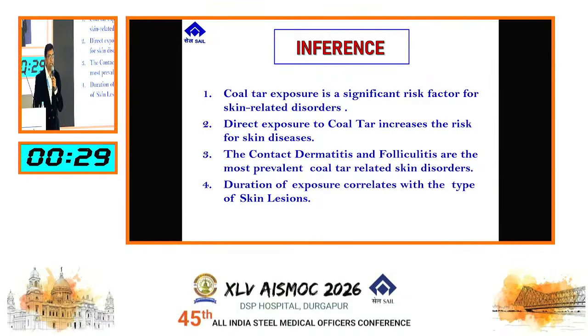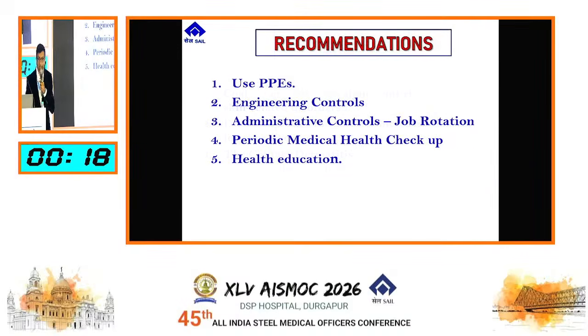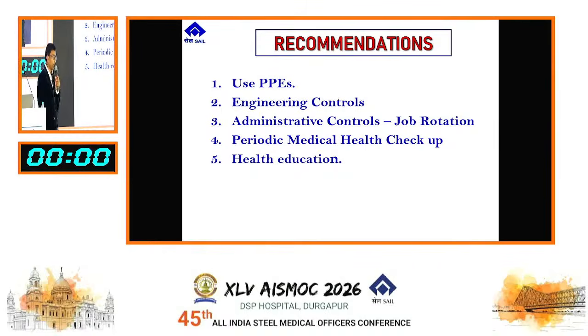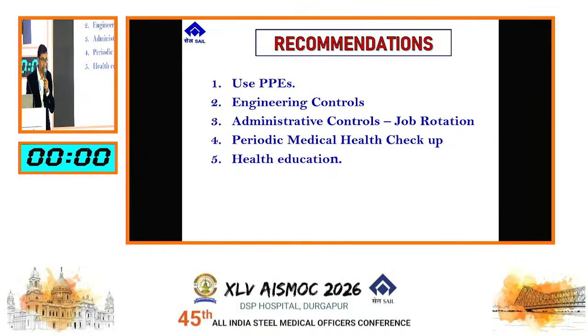Since coal tar related skin disorders show direct correlation with the proximity and duration of exposure, there need to be some concrete measures to decrease the risk, and hence the recommendations are: the use of PPE kits should be made mandatory and strictly enforced. Engineering controls: there should be a proper ventilation system and tar extraction system at the workplace. Administrative controls: job rotation should be in place. Periodical health checkups should be done at regular intervals, and health education programs should be organized at regular intervals in order to educate the employees regarding the hazardous effects of coal tar and their safe handling practices.